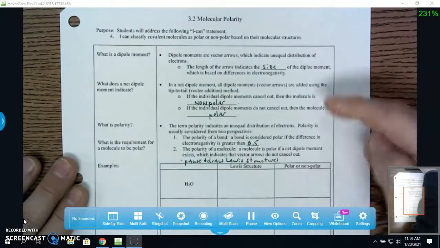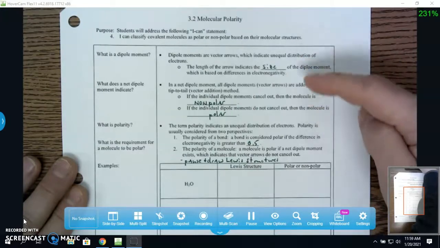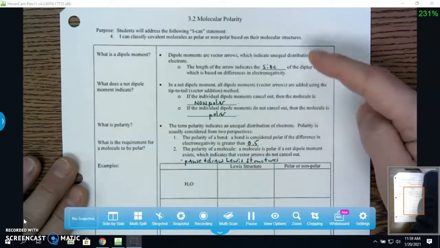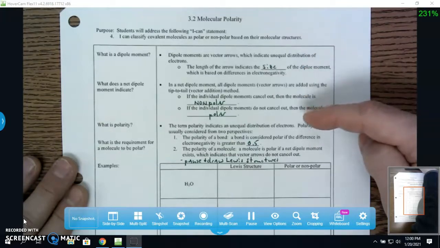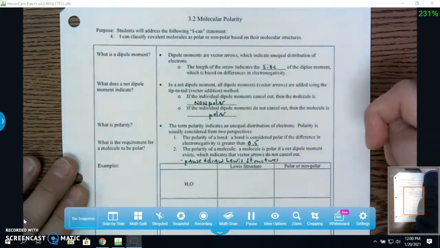But also please understand, I'm not going to be assessing your understanding, your knowledge of dipole moments and net dipole moments this year. Because of coronavirus, we have to move a little bit faster, so we're not going to be using this tip-to-tail method that's referenced in there.